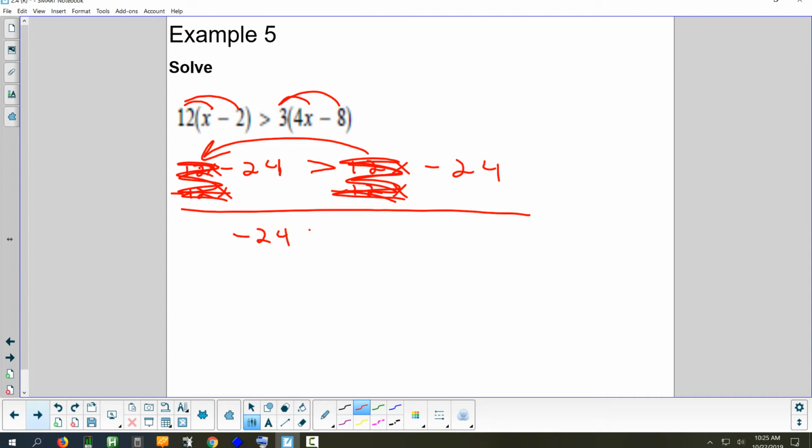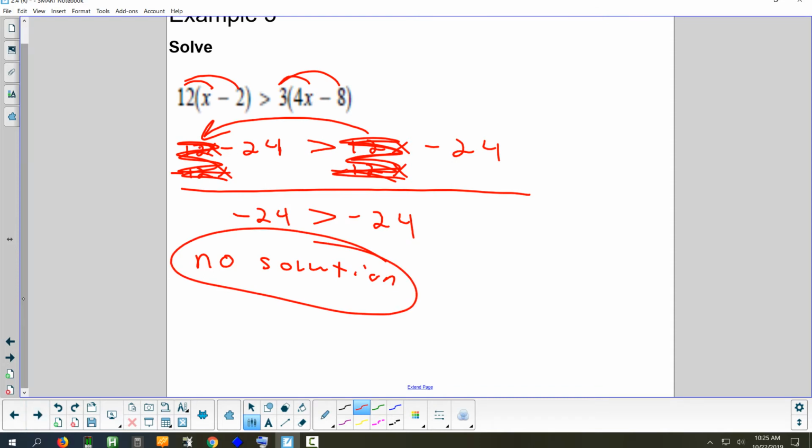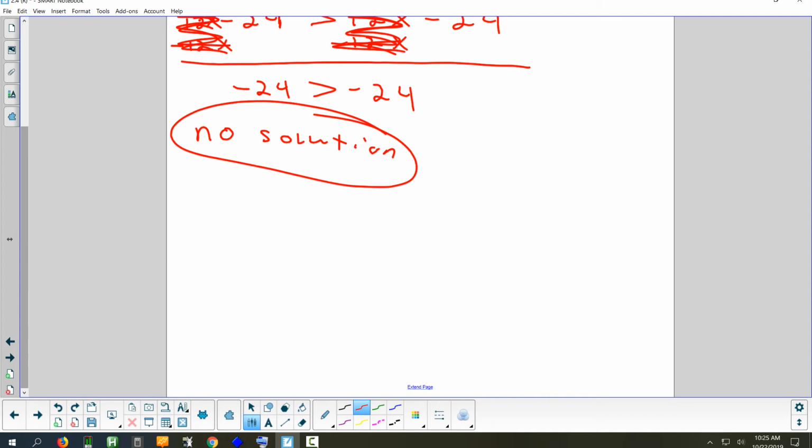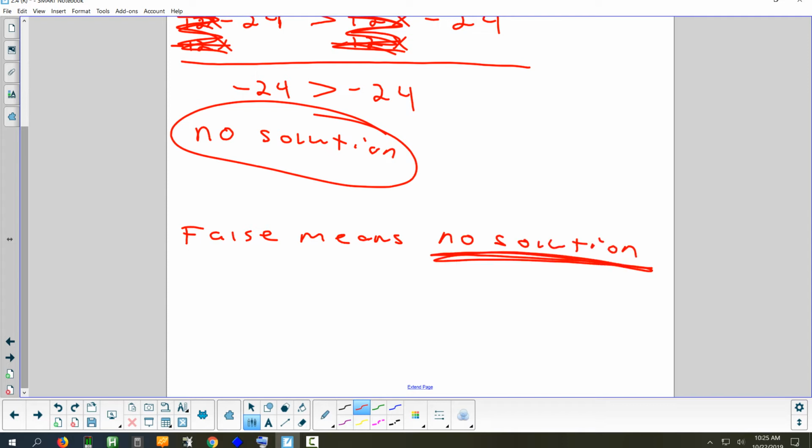Negative 24 is greater than negative 24. That's not true. So what does that mean? That's a no solution. Does anybody remember the other thing that can happen? This is false, so false means no solution. That's the answer you write.